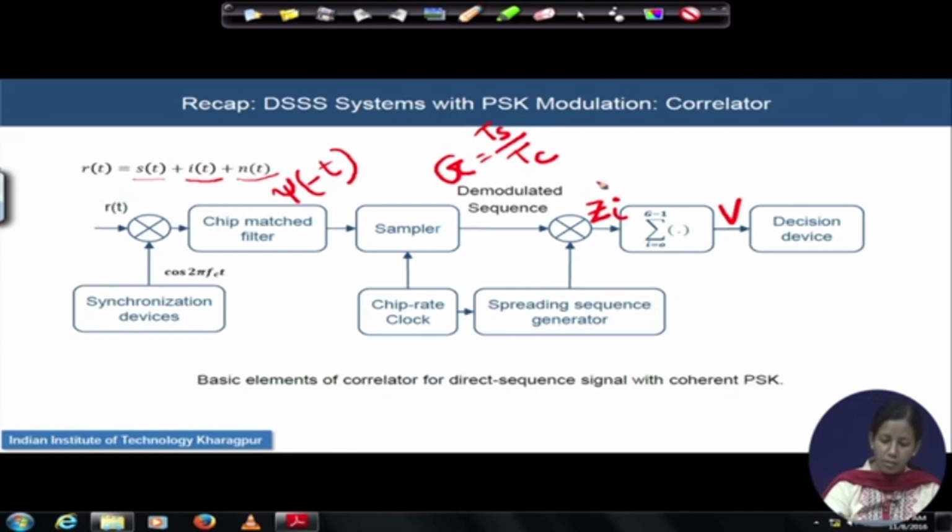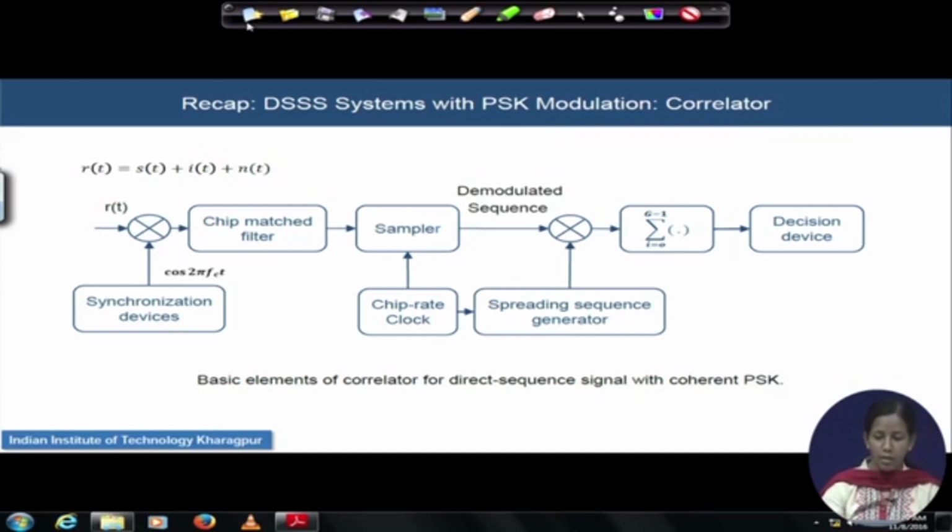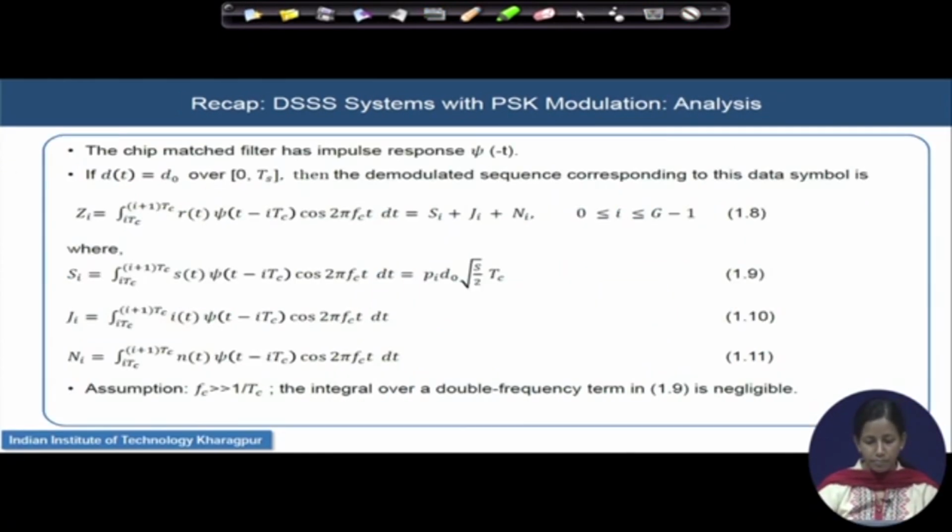We will actually start our analysis from this Zi, then we will try to find the expression for this V, so that the decision device output can be utilized for the error probability calculation. We will vary the structure of this r(t) from module to module from now onwards. Let us first see how this error probability framework can be obtained.